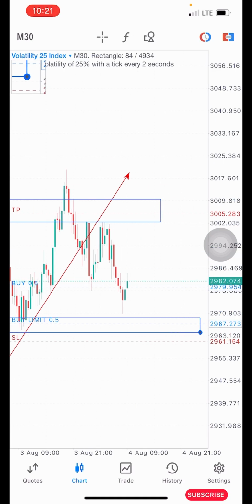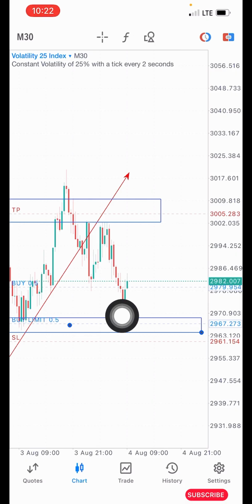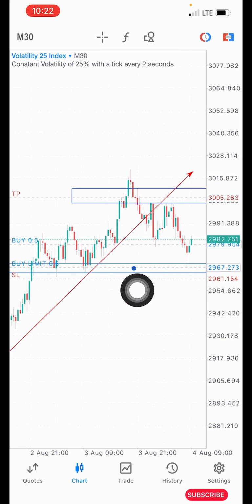Now you can see this is where price is reacting right now, because there is a support area around here. Price is reacting from that area, so there is a bounce up from here because there's a zone bouncing price to the upside.